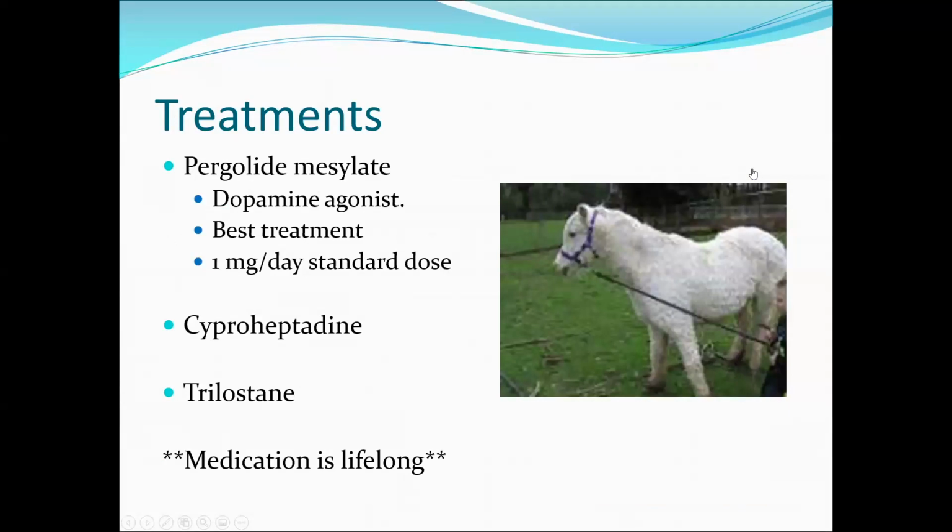So treatment-wise, drug of choice is Pergolide. Pergolide, typically they're going to go on a pill per day. Again, sometimes dependent on the horse, but there are some other medications on the market, but Pergolide is certainly our best choice. All right, medication is lifelong. These ponies are going to be treated forever because there's no way to get rid of the disease itself.